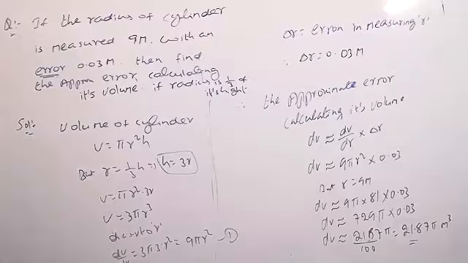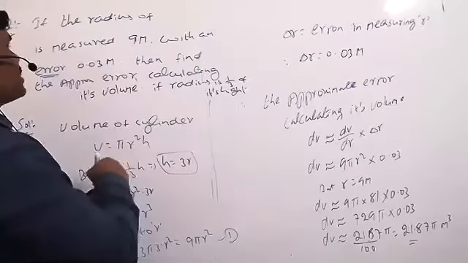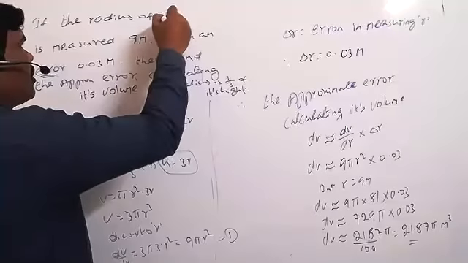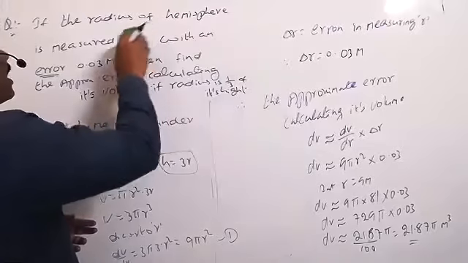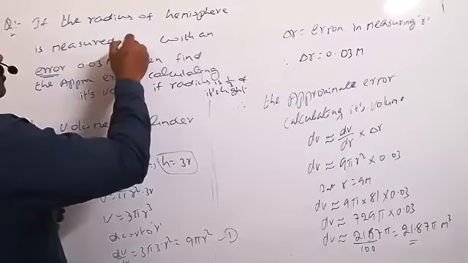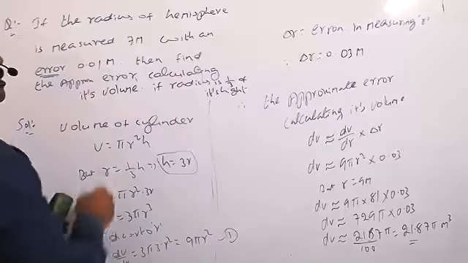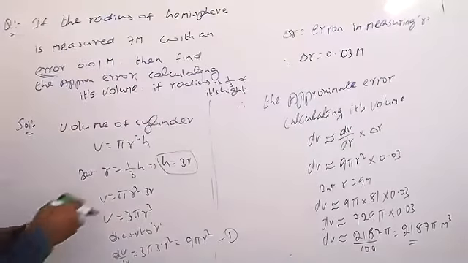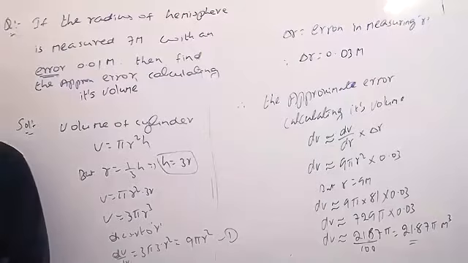Okay, suppose the same question you can take here now, not a cylinder, but a hemisphere. The radius of the hemisphere is measured, not 9 meters, you can take 7 meters, with an error of 0.01 meter. Then find the approximate error in calculating its volume.